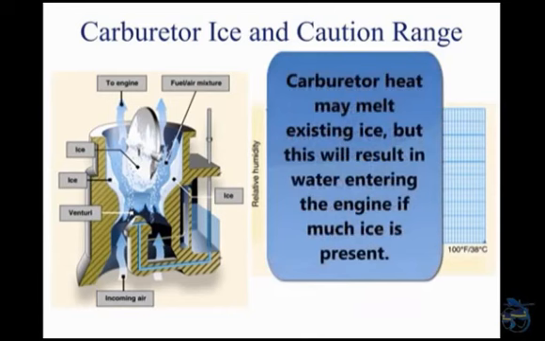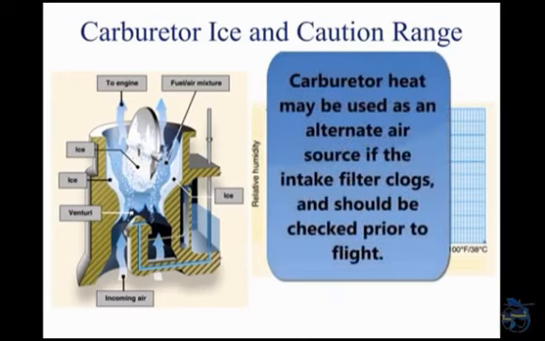Carburetor heat can be used to melt ice that has already formed in the carburetor if the accumulation is not too great, but using carburetor heat as a preventive measure is the better option. Additionally, carburetor heat can be used as an alternate air source if the intake filter clogs, such as in sudden or unexpected airframe icing conditions. The carburetor heat should be checked during the engine run-up.